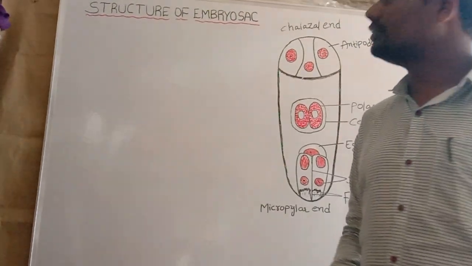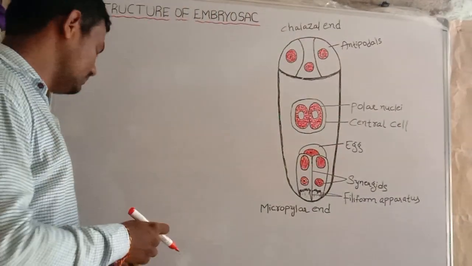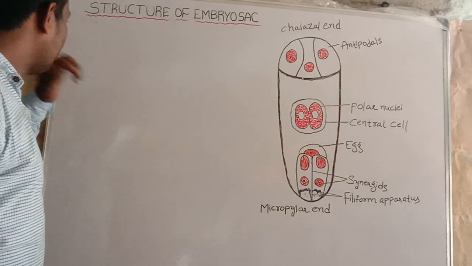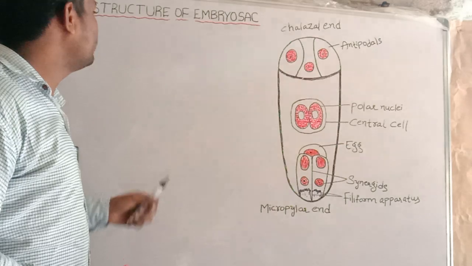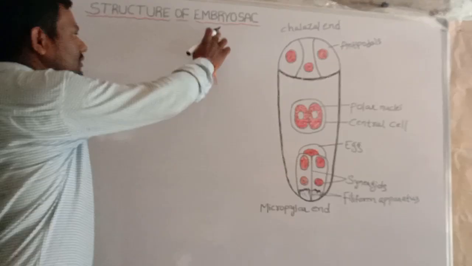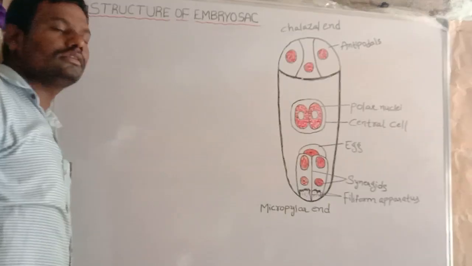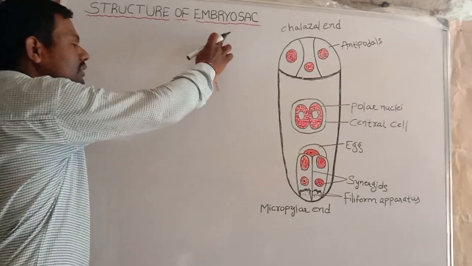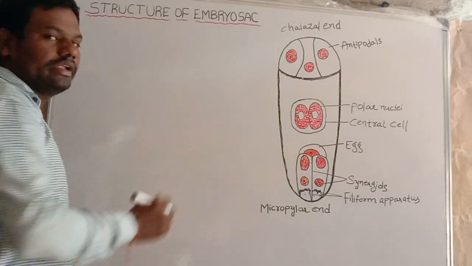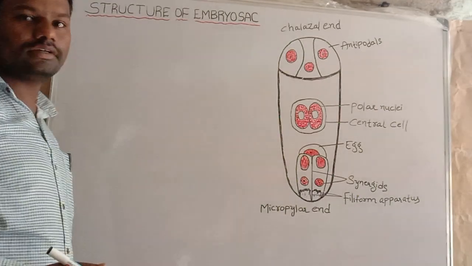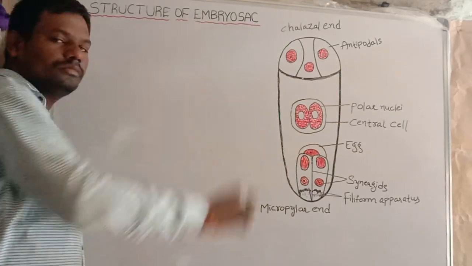Today we will discuss the structure of the embryo sac. In angiosperms, the female gametophyte is called the embryo sac. The most common type of embryo sac is 7-celled and 8-nucleated, or monosporic.